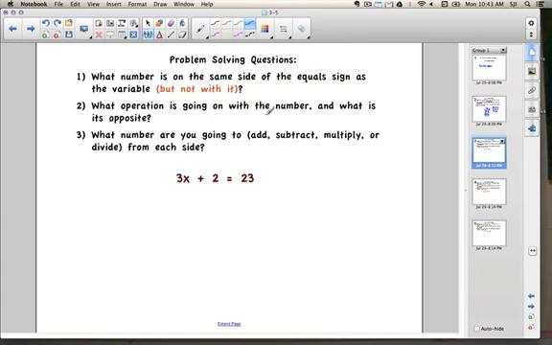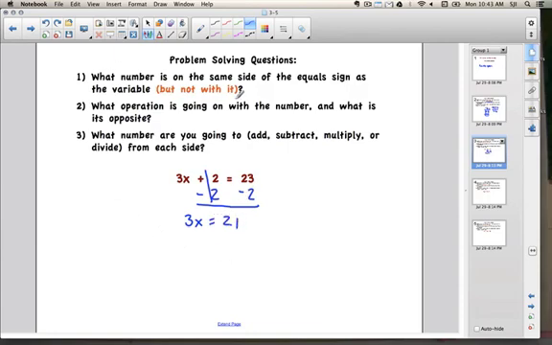What operation is going on with that number and what's its opposite? I look in front of the 2. I see that we're adding, and the opposite of adding is subtracting. What number are you going to add, subtract, multiply, or divide from both sides? You're going to end up subtracting 2 from both sides. Remember, we're going to line these up really well. These end up canceling out because adding 2 and subtracting 2, you get 0. So we're left with 3x equals 23 minus 2 is 21.